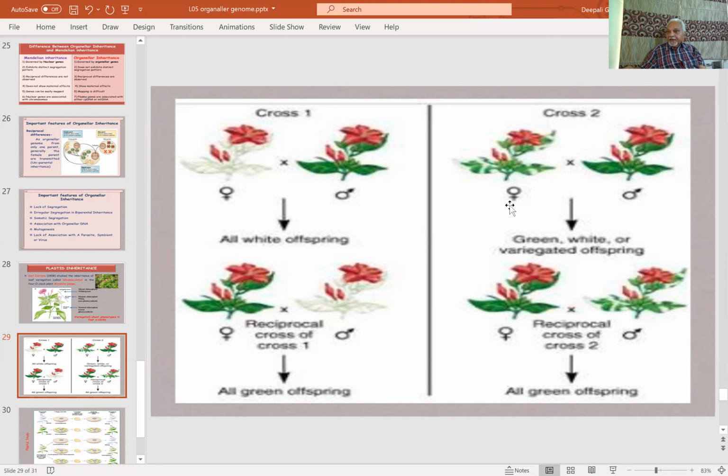It's not controlled by nuclear genes, because nuclear genes in these kinds of crosses would have shown the normal Mendelian segregation pattern, but they are not showing. Here, the trait depends on the female phenotype, not the male phenotype. Now, how does it happen? Let us look at this.